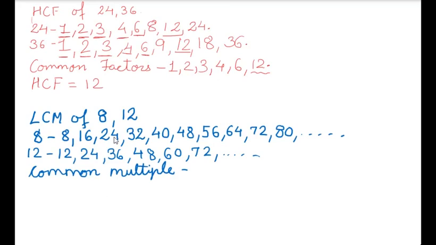24 is the common one. Otherwise, we'll write the common multiples first: 24, 48, 72. Now, which is the least one among them? 24. Yes, 24 is the smallest multiple. So the LCM of 8 and 12 is 24.